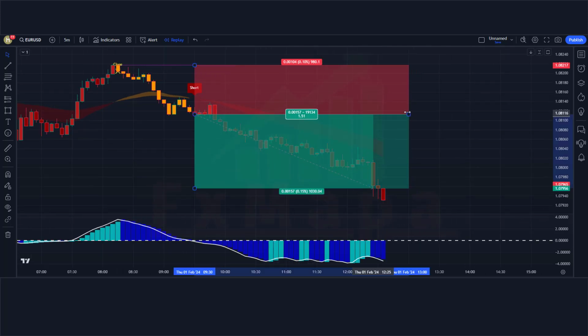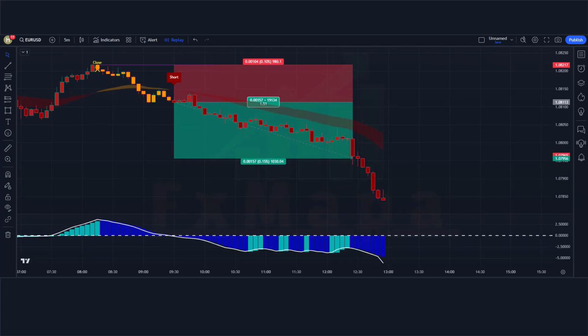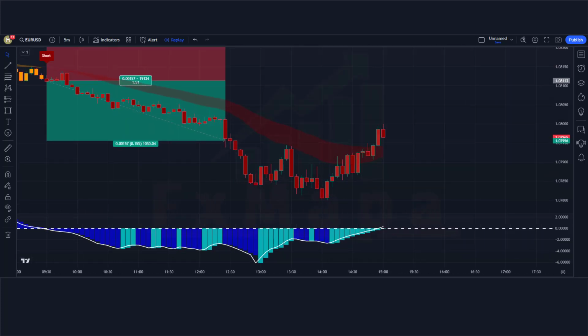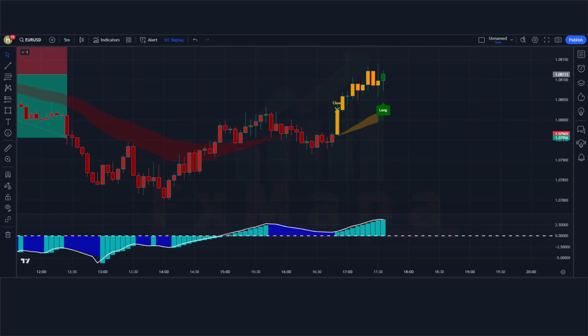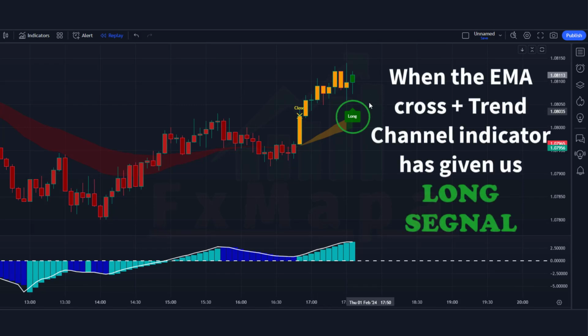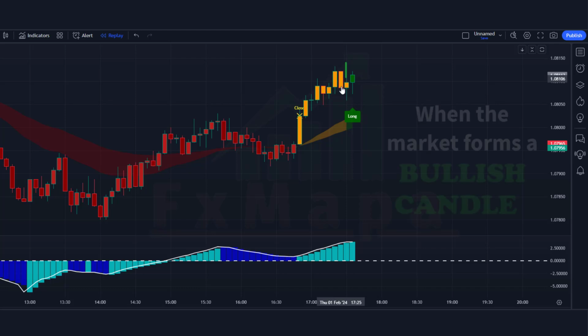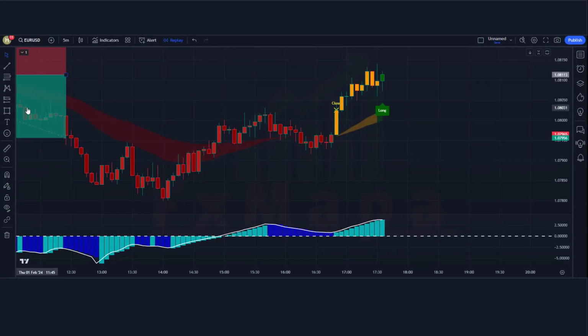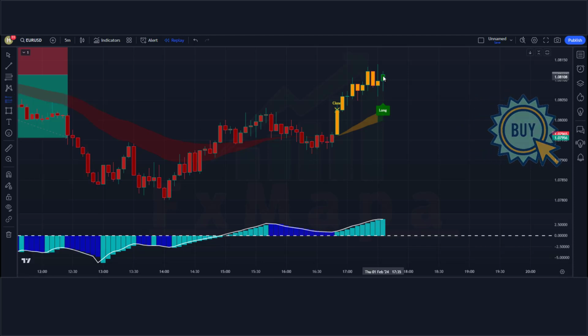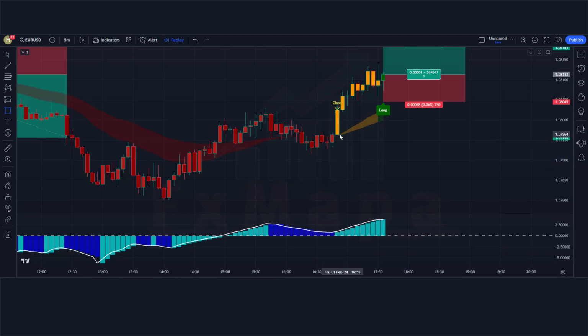The market has completely hit the target. Now let us understand the long position. When the EMA cross plus trend channel indicator has given us long signals, when the market forms a bullish candle, and when the histogram of Fisher transform with up/down indicator is a bullish histogram, if this condition is fulfilled, then we will place a buy order. Now we will highlight the cross level on the chart. After that, our stop loss will be placed at the cross level, and the risk to reward ratio will be 1:1.5.